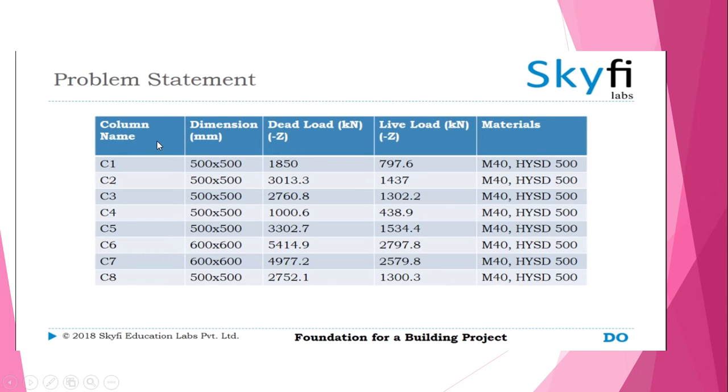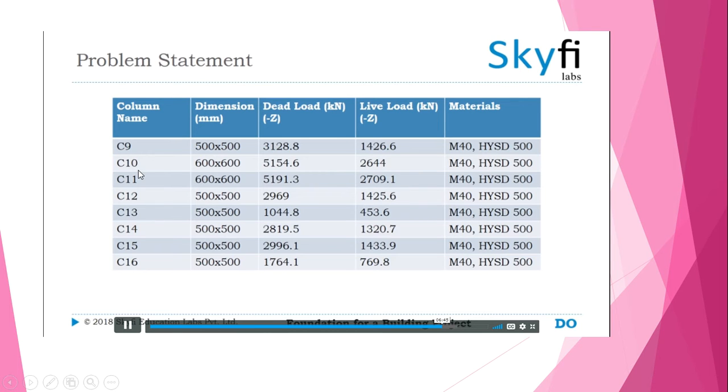With the help of ETABS software, we already got this data, that is the dimensions of the columns. Here it is clearly mentioned that C6 and C7 are 600 mm by 600 mm, and the dead load is mentioned over here, and the live load is also mentioned over here. The material property used for the column is M40 grade of concrete, and HYSD 500 grade of steel is used. C9, C10 to C16 are the remaining columns here. The dimension only varies for C10 and C11.